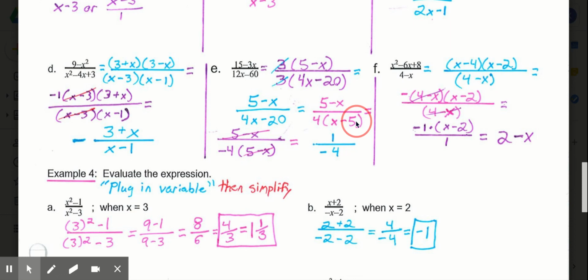So now, just like the last problem, the 5 minus x and the x minus 5 can match up if I factor out a negative 1 from the x minus 5 to reverse the order. So my 4 on the outside becomes a negative 4, and that means the inside becomes 5 minus x. Now the top and bottom cancel, and we have a negative 1/4.